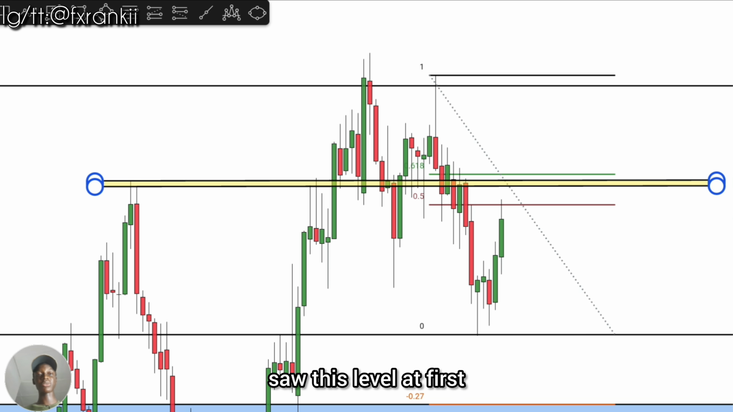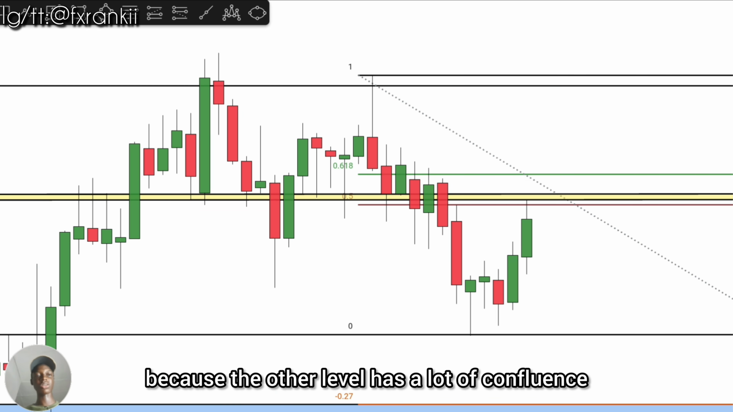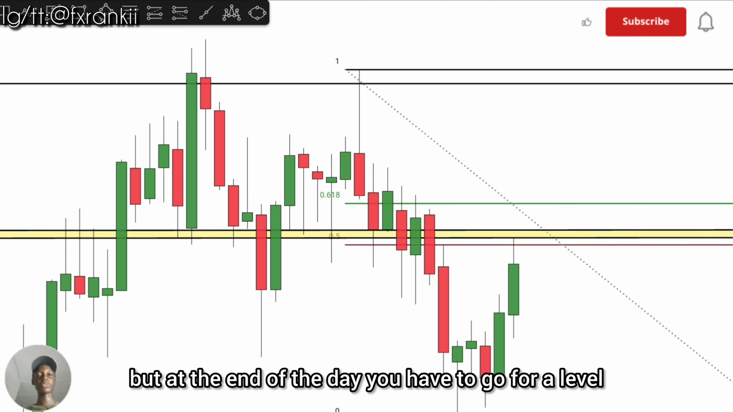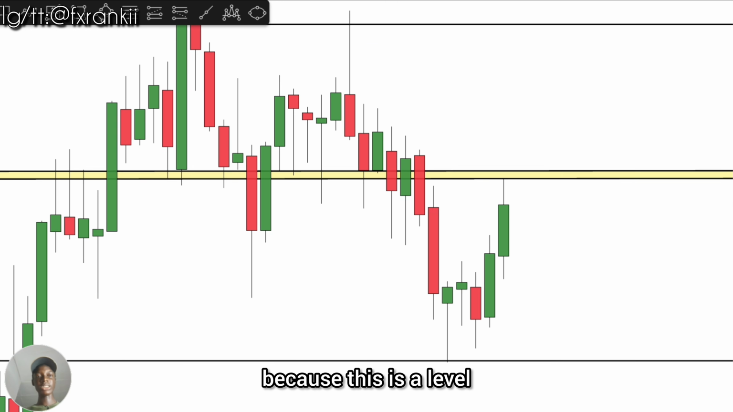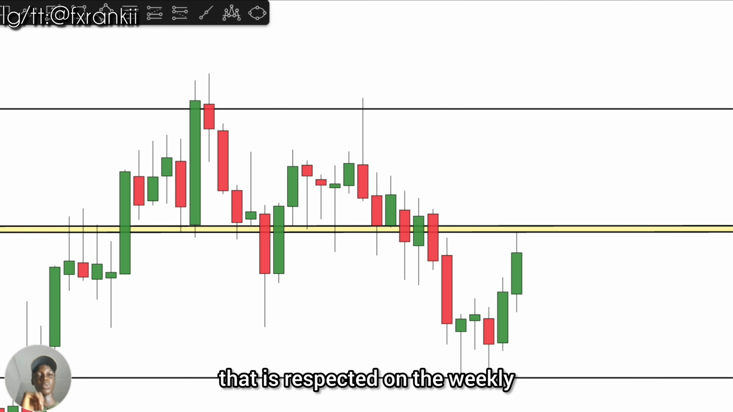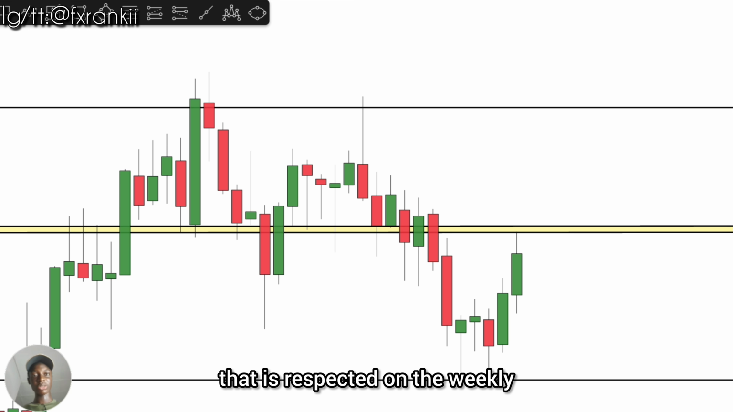I saw this level at first, but I was telling myself, no, this level is not going to come, because the other level has a lot of confluence. But at the end of the day, you have to go for a level that is stronger, and this level is just stronger because this is a level that is respected on the weekly.